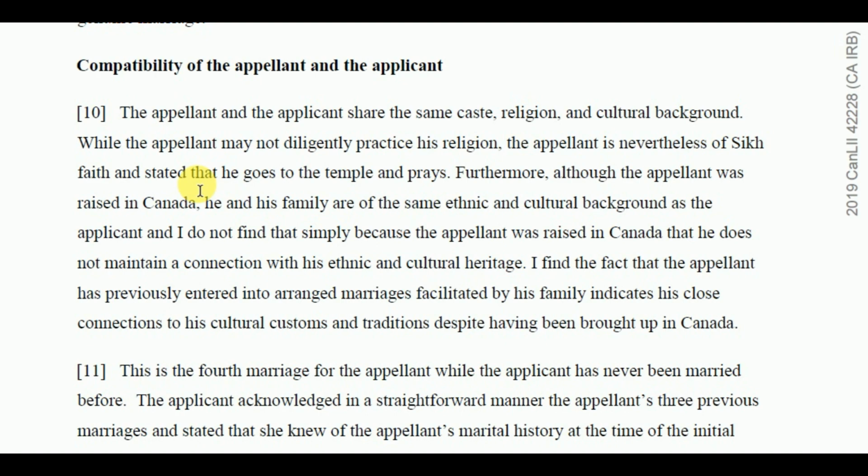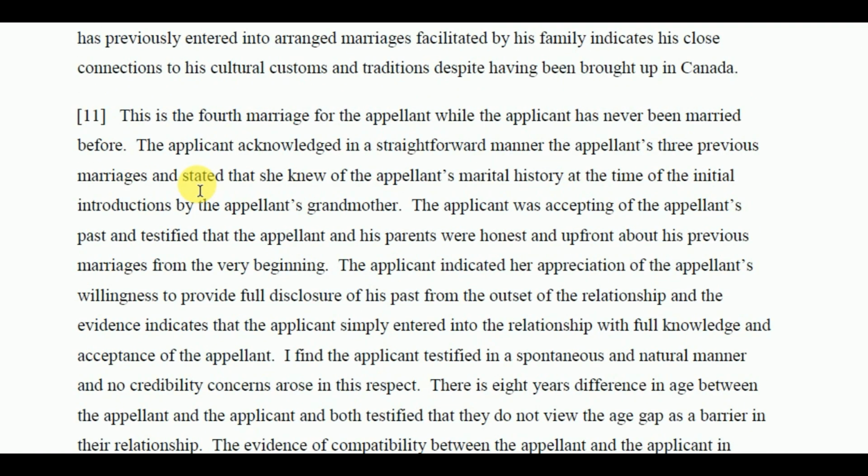So in this case, it was the fourth marriage for the appellant. The applicant acknowledged in a straightforward manner the appellant's three previous marriages and stated that she knew the appellant's marital history at the time of initial introductions. Things are transparent, everything was communicated in the very first step. The applicant testified that the appellant and his parents were honest and upfront about the previous marriages from the very beginning.